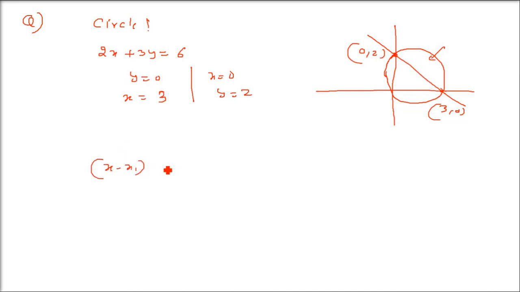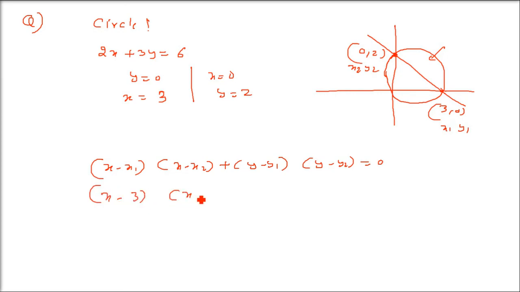And what is the equation? x minus x1, x minus x2 plus y minus y1 into y minus y2 equals 0. In place of x1 just put 3, y1 as 0, x2 as 0, y2 as 2. So x minus 3, x minus 0, and y minus 0 and y minus 2 equals 0. When you solve this, you are going to get the equation x square plus y square minus 3x minus 2y equals 0. And this is the equation of this circle.